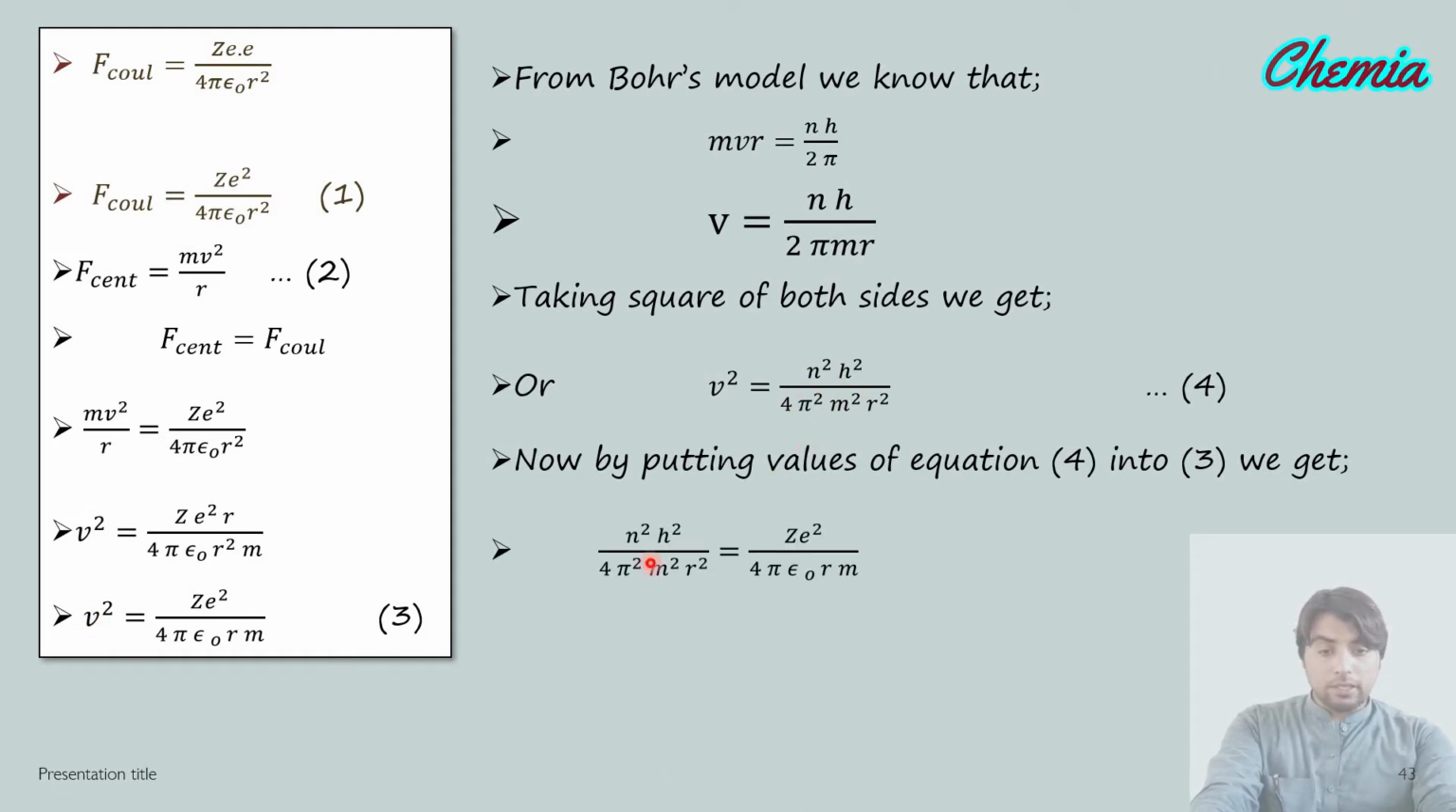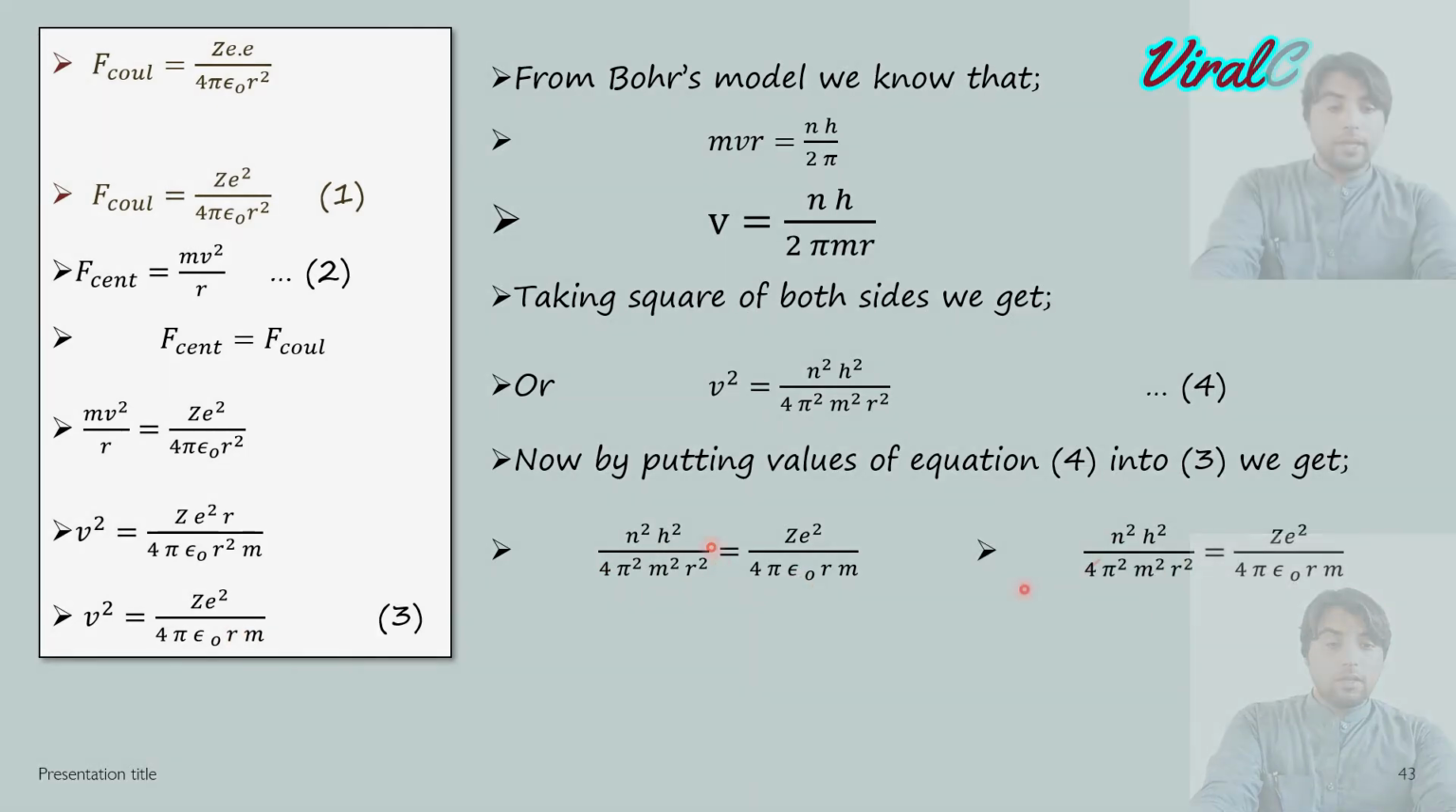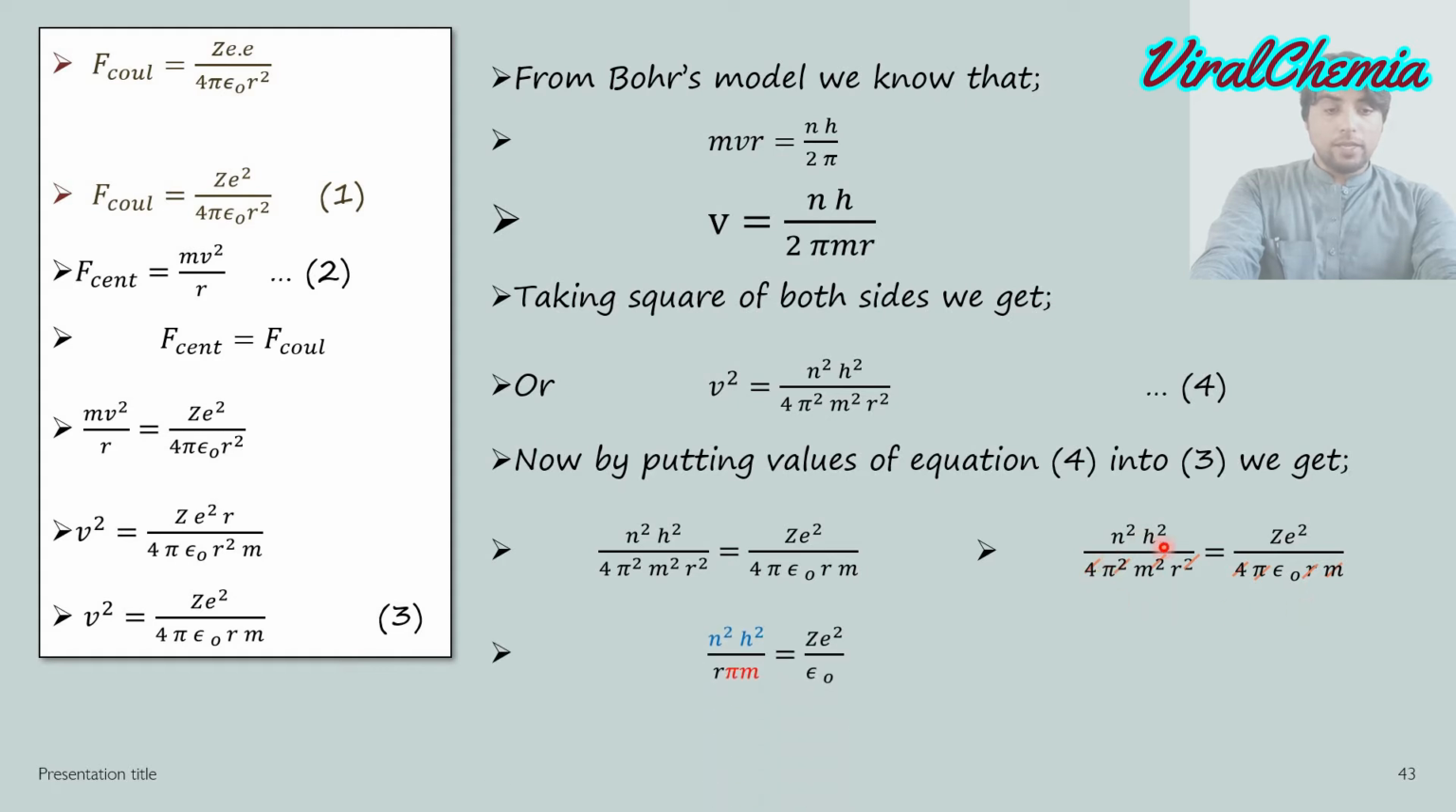So we get this equal to this one, and we cancel the 4 with the 4, because both the values are the same and are present in the denominator on opposite sides. So 4 will be cancelled with 4. Here the square of the pi will be cancelled with the pi. Square of the m will be cancelled with the m, and the square of the r will be cancelled with r. So we get n square h square divided by r, pi and m, whereas on the right side Z e square divided by epsilon naught only.